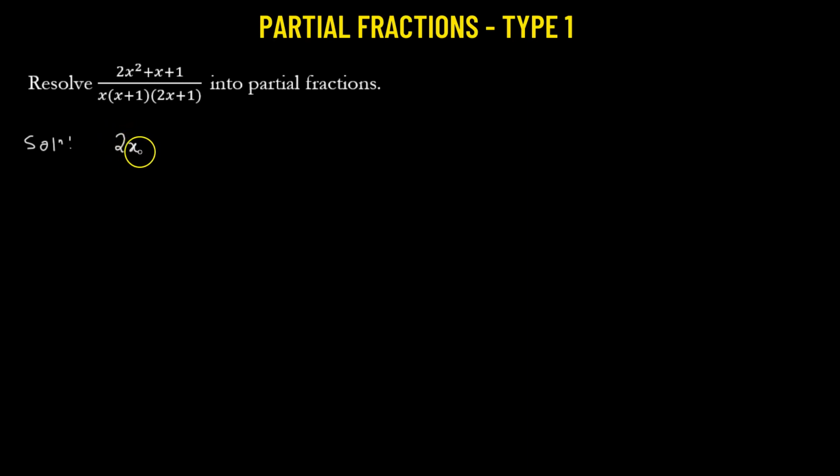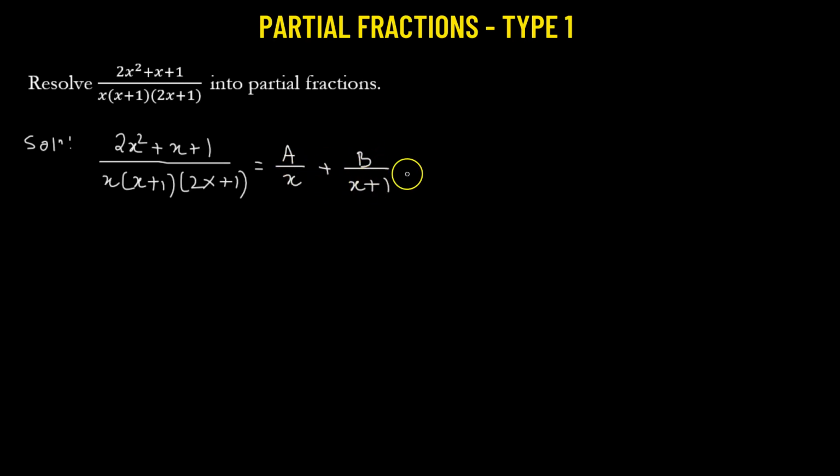We will begin by rewriting our expression. So we have (2x squared plus x plus 1) divided by x multiplied by (x plus 1) times (2x plus 1). So clearly we observe that our denominator is factored into three algebraic expressions: one is x, the other is x plus 1, and the third one is 2x plus 1. So we can break it down into three partial fractions. The first partial fraction will be a over x, plus b over x plus 1, and the third one is c over 2x plus 1.